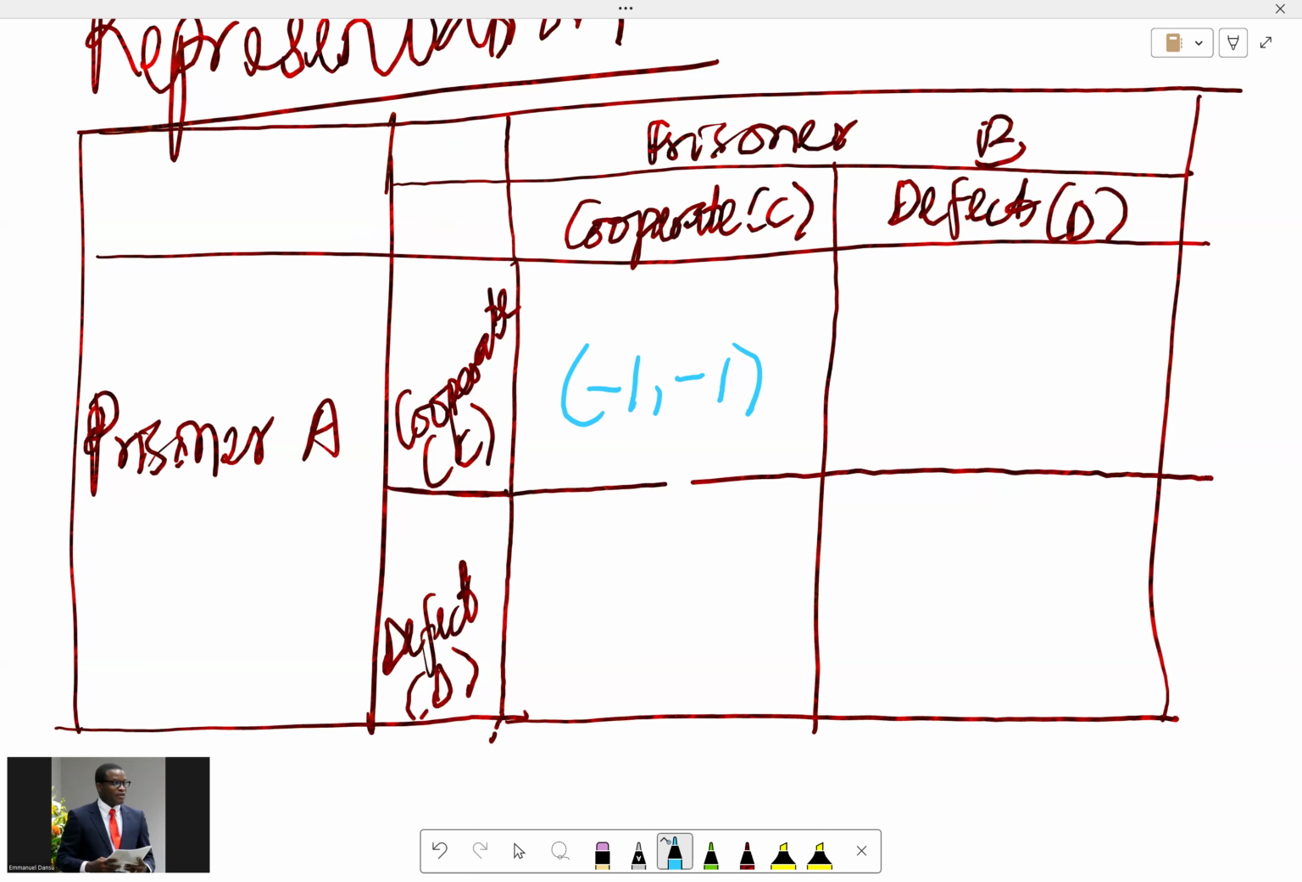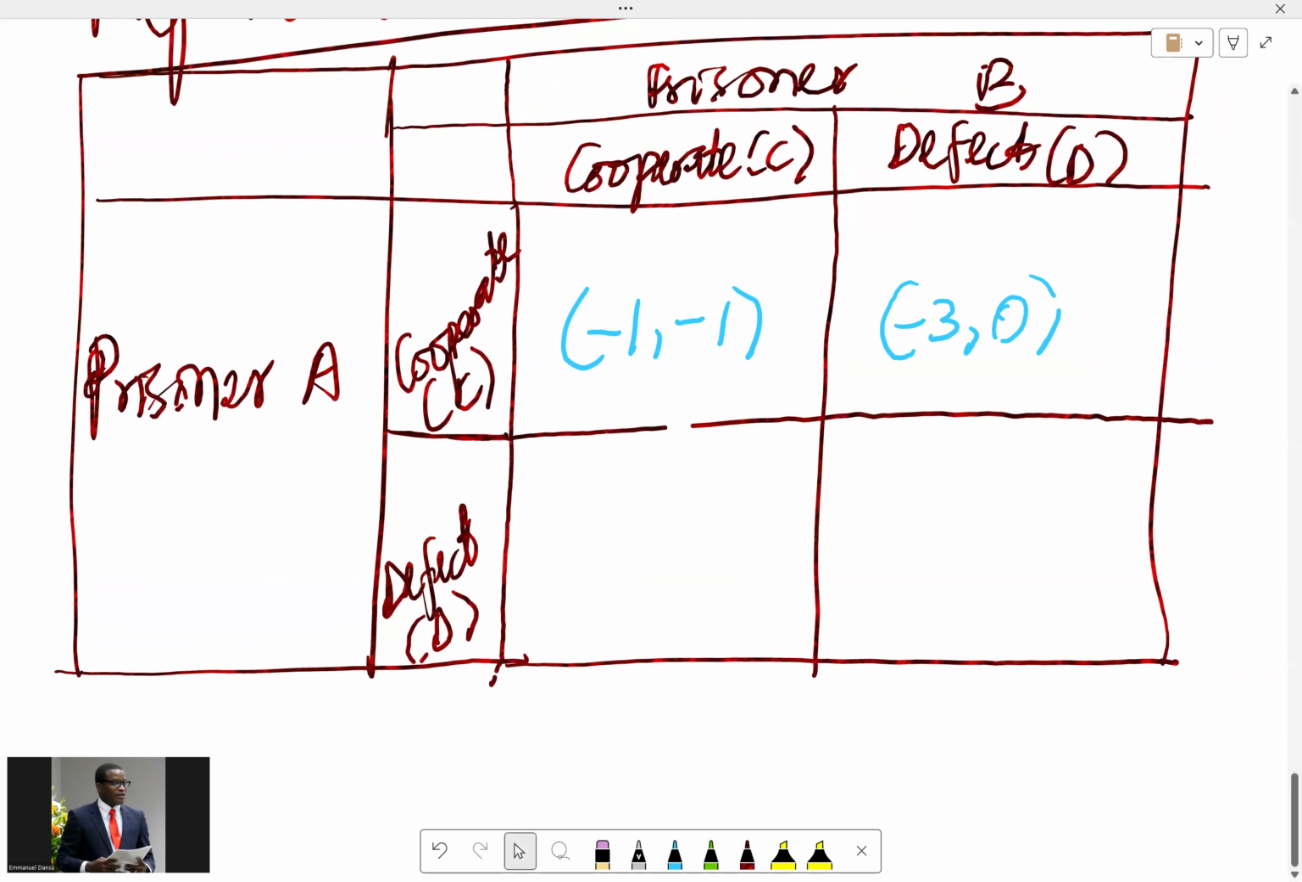Now, if prisoner A cooperates, but prisoner B defects, it means that prisoner A is going to get the maximum sentence of 3 years, while prisoner B, who defected, who betrayed prisoner A, is not going to get any sentence.